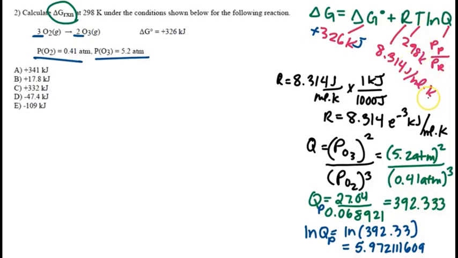Now, of course, because I already know I have to take the natural log of Q, I go ahead and take the natural log up front. It's just a strategy that's going to make it easier for you as we're going along. So the natural log of QP is going to equal the natural log of 392.333, and that equals 5.972111609. Now that I have all my values, all that's left to do is plug and chug.